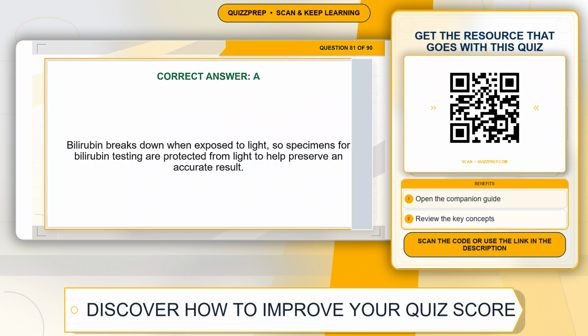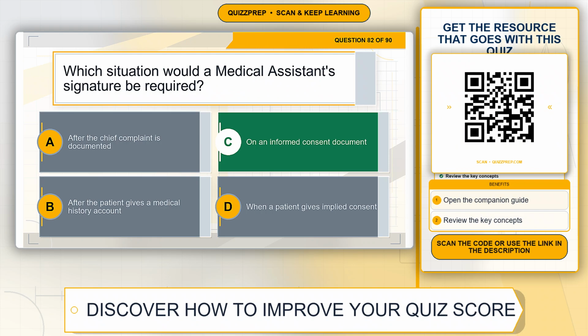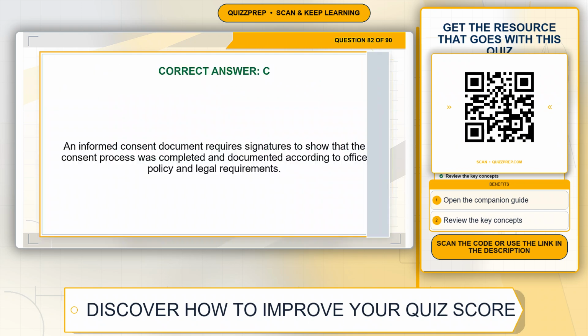an accurate result. Question 82. In which situation would a medical assistant's signature be required? Option A, after the chief complaint is documented. Option B, after the patient gives a medical history account. Option C, on an informed consent document. Option D, when a patient gives implied consent. The correct answer is option C, on an informed consent document. Explanation. An informed consent document requires signatures to show that the consent process was completed and documented according to office policy and legal requirements.